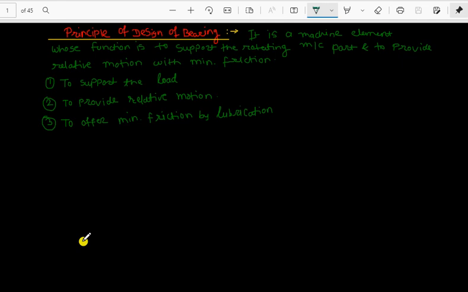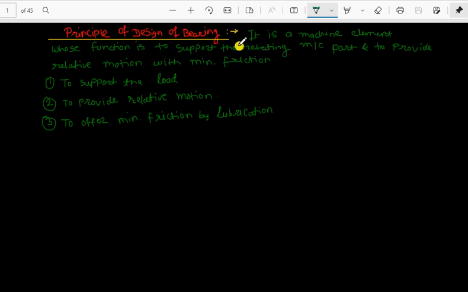Welcome friends. In today's lecture we are going to discuss the bearing: the significance of bearing, the types of bearing, and the related terminologies used in the principle of design of bearing. Very first we will see what a bearing is.